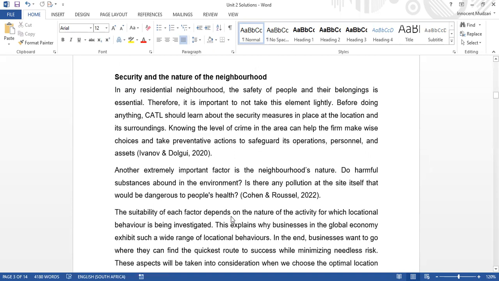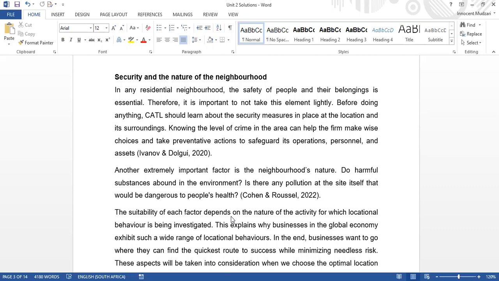So another extremely important factor is the neighborhood. Harmful substances are found in the environment. Is there any pollution at the site itself that would be dangerous to people's health? These are some of the things that come under the security and nature of the neighborhood.